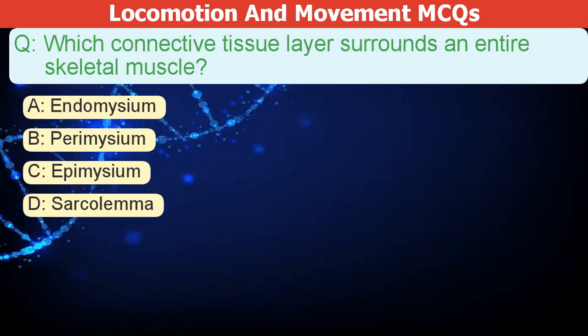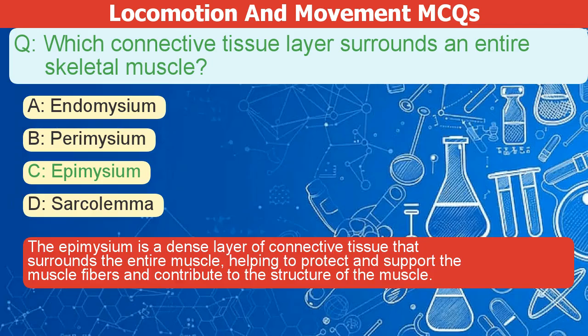Which connective tissue layer surrounds an entire skeletal muscle? A. Endomysium. B. Perimysium. C. Epimysium. D. Sarcolemma. The correct answer is C. The epimysium is a dense layer of connective tissue that surrounds the entire muscle, helping to protect and support the muscle fibers and contribute to the structure of the muscle.